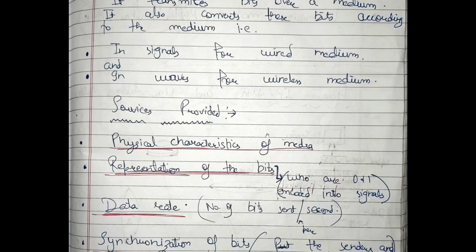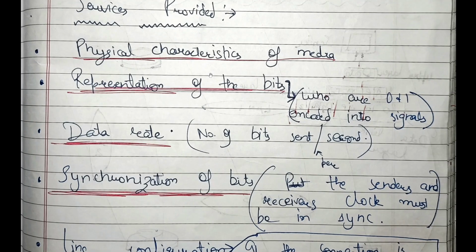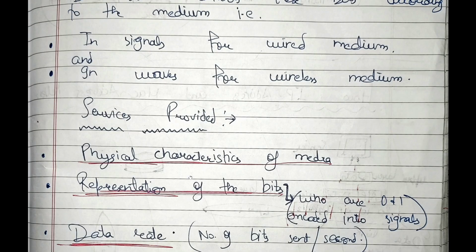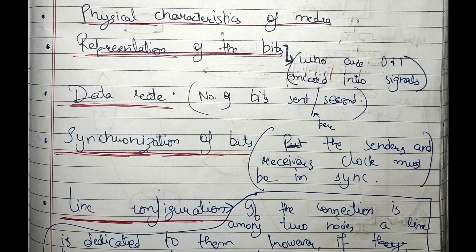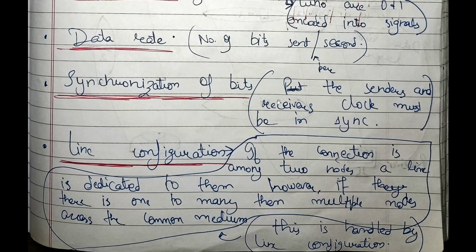Now the services provided by this layer, there are quite a lot. Physical characteristics of media, which is basically wired or wireless. Then representation of bits, where the bits are encoded into signals. Data rate, the number of bits sent per second, that is, the speed of the data being transferred. Synchronization of bits: the sender's and receiver's clocks must be in sync. So this layer also takes care of this.